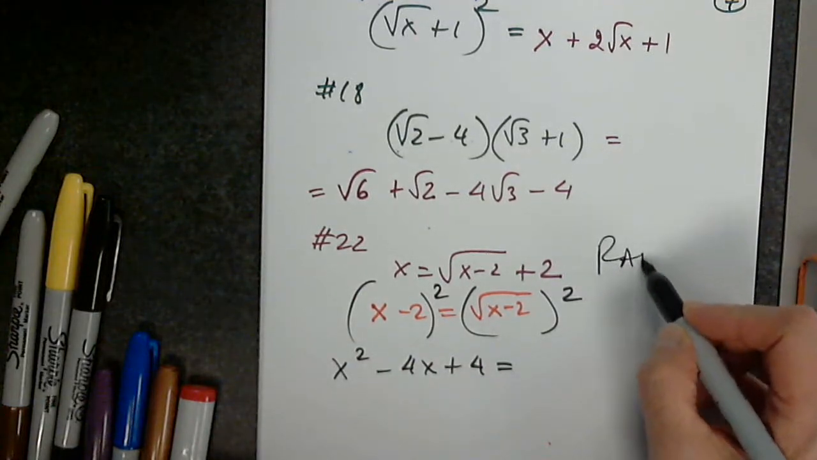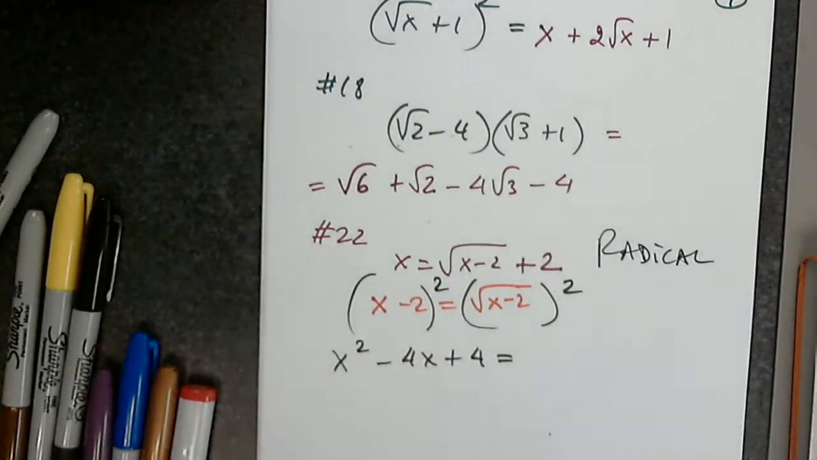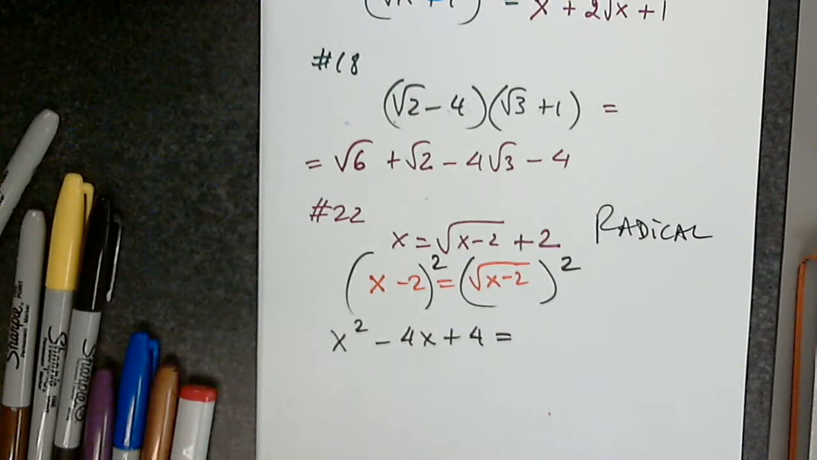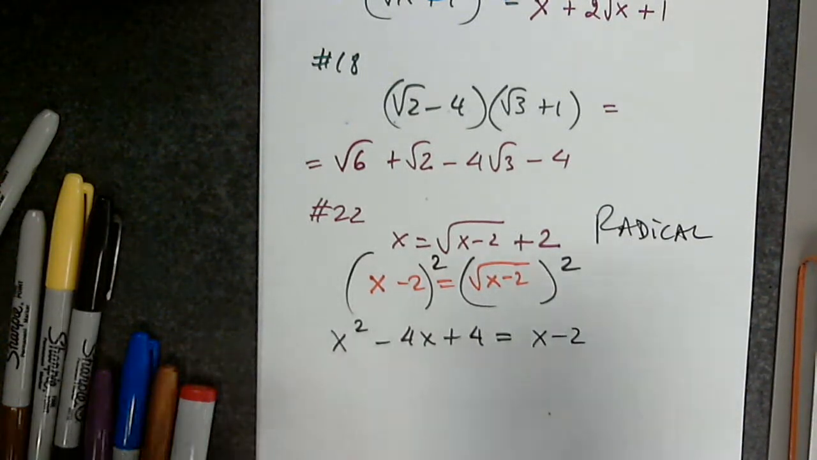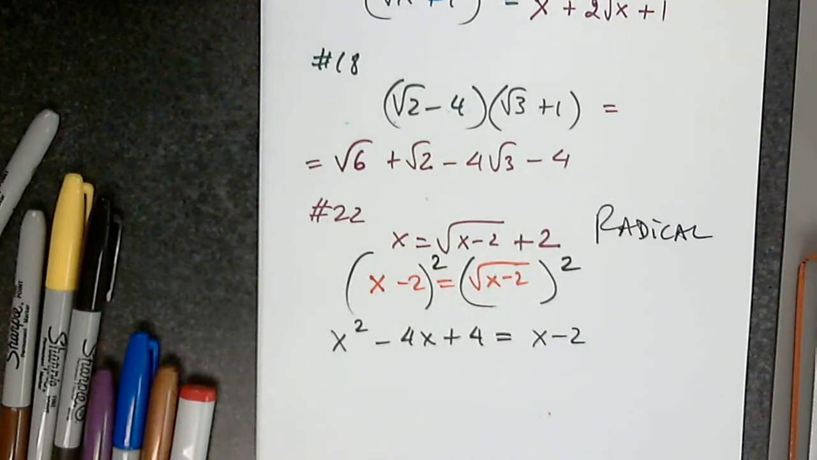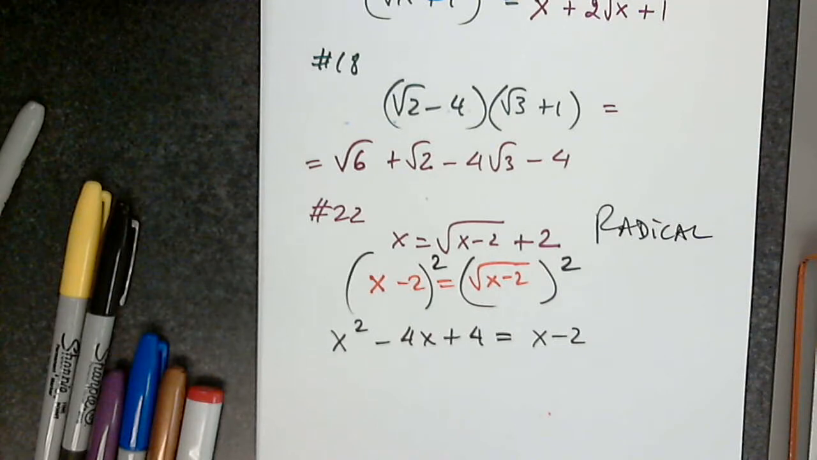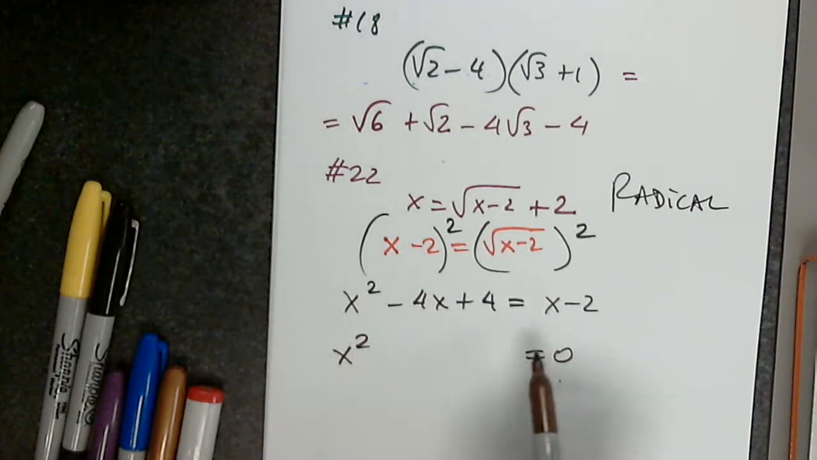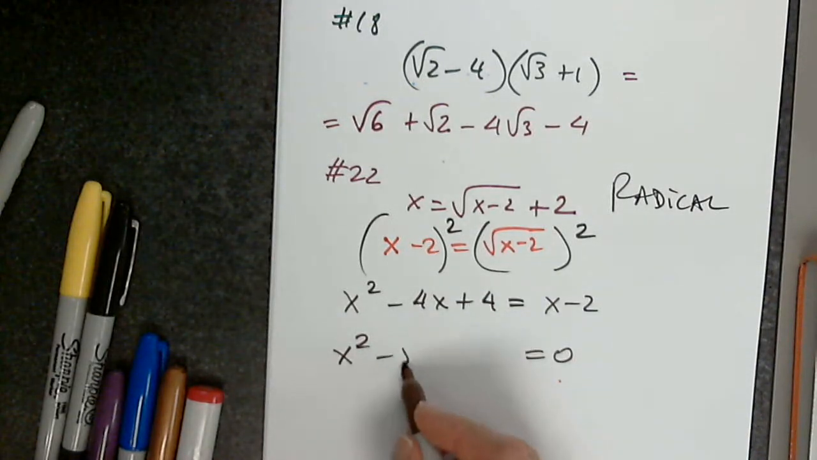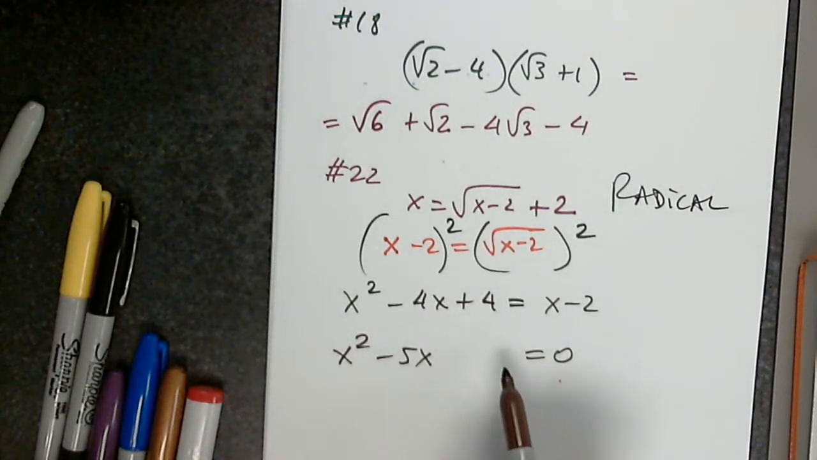Right. And the right-hand side? What type of equation is this now? Right. How do I solve a quadratic? Yes. Set it equal to 0. So then I have x squared. I have to subtract x. And I have to add 2.